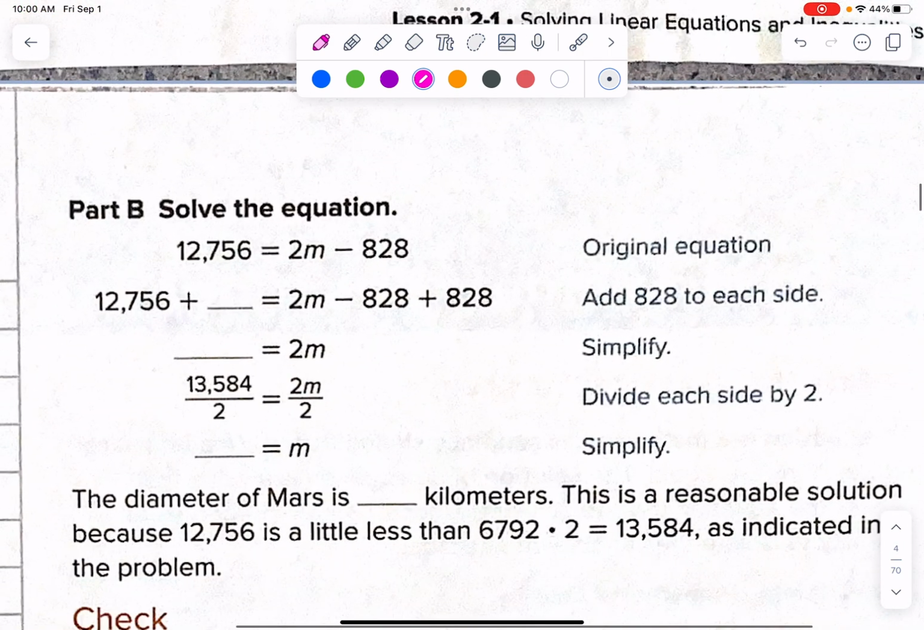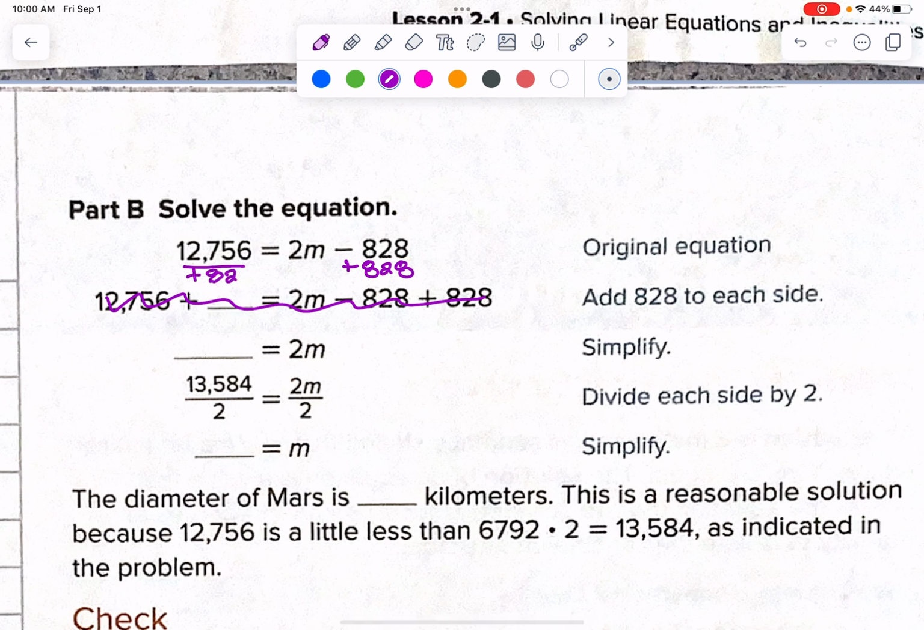They have a little bit more room to write, okay? So 12,756 equals 2m minus 828, okay? They write it like side by side, and I don't like this step, the way they've written it. I write it underneath. So we're going to add the 828 over to the other side, and that gets rid of him here. So now 2m is all that's left, and then 12,756 plus 828 is 13,584. You can add that with a calculator if you want.